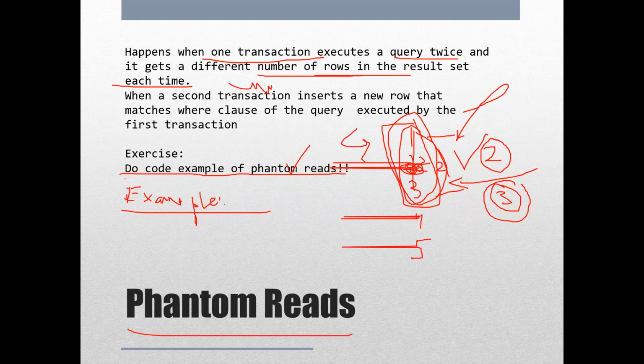a query twice and finding out the number of rows, and the other transaction is basically doing what? It is basically inserting one record, which is accessed by that query, and when that query runs again, it gives a different result. Is the question clear to everyone?